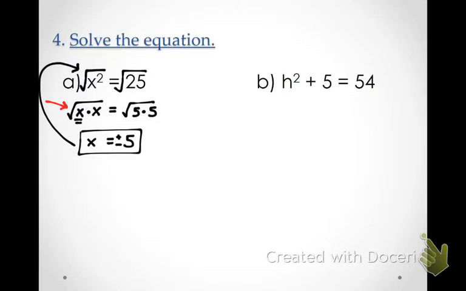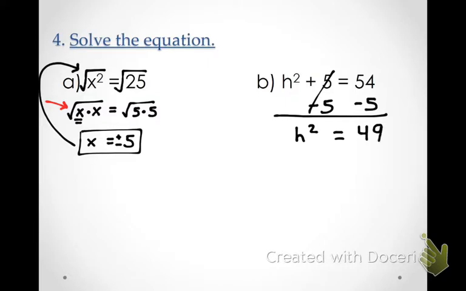Okay, I want to get rid of that plus 5. If you remember, we can do the opposite and get rid of it. So the opposite of plus 5 is minus 5. If I subtract 5 from the left side, I have to subtract 5 from the right side. This cancels out. I'm left with h squared equals, what's 54 minus 5? 49. So now I've got a problem that was similar to problem A.